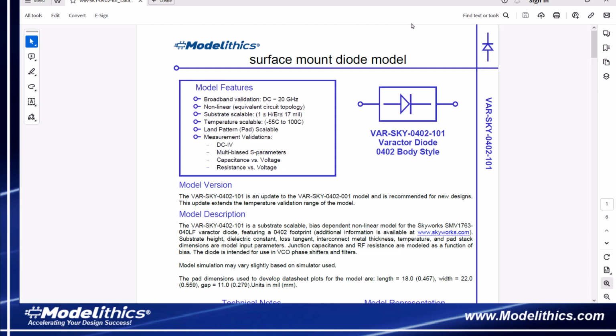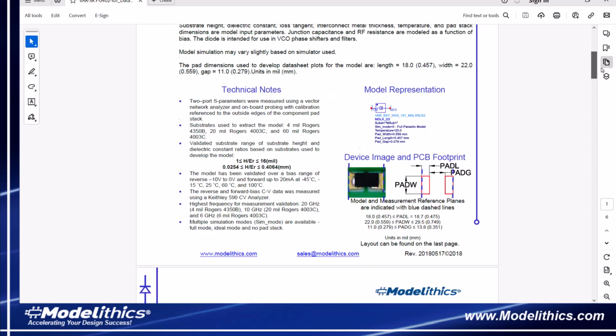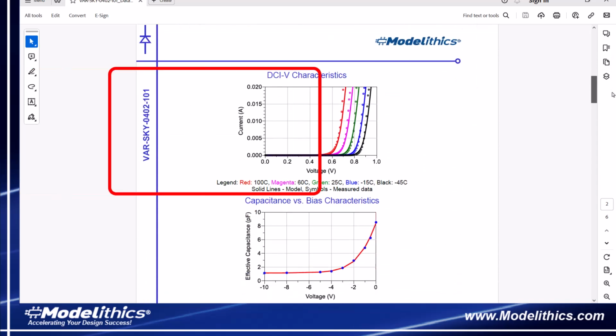So let's elaborate some more here, starting with temperature scalability. As we see, this model is validated over a temperature range of -55 to +100 degrees C. If you scroll down the datasheet, you'll see the DC IV characteristics over temperature.